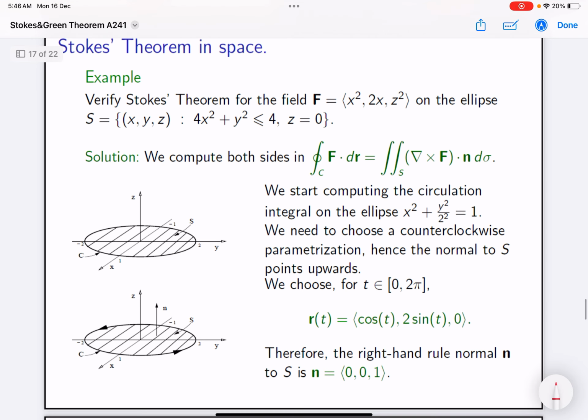Stokes theorem for the vector field F. This one uses another notation. We used W previously, but now here they use F. It's okay, it's the same thing, I mean the same step, on the ellipse S.